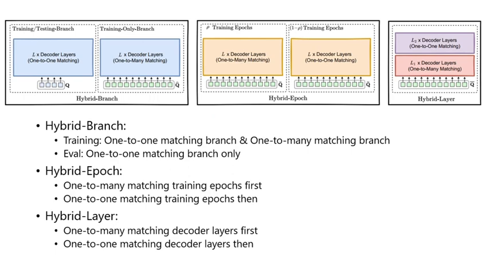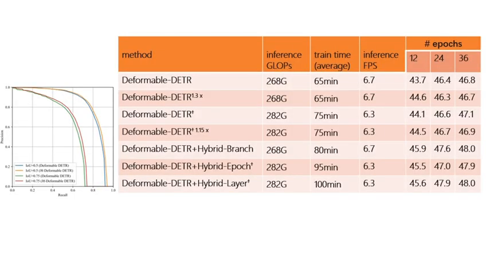From the precision recall curves on the left, you can see that our approach consistently improved the recall of the baseline on the 2 different IOU thresholds. From the right table, we can see that hybrid matching approaches consistently outperform the baseline on the different training epochs, and the hybrid branch scheme is the best choice if we consider the trade-off of training time, inference GFLOPs, FPS, and the accuracy. Therefore, we choose the hybrid branch scheme by default if not specified in the following ablation experiments.